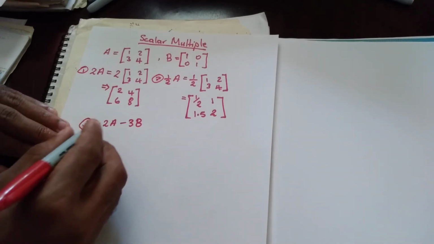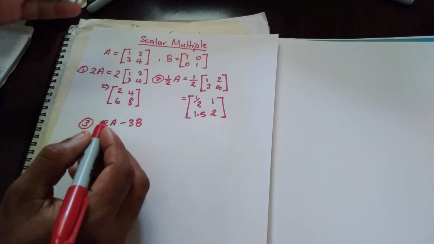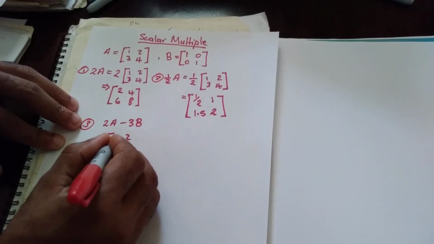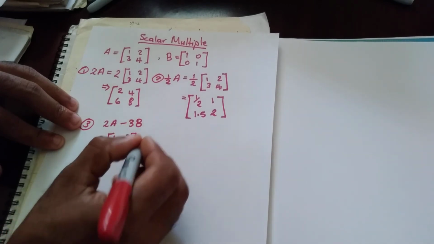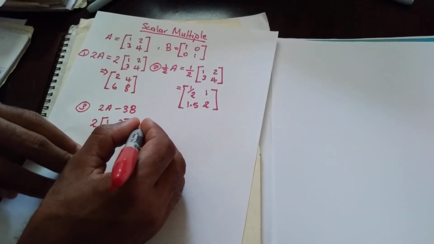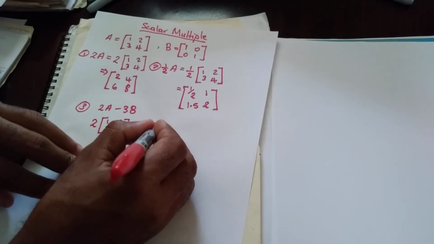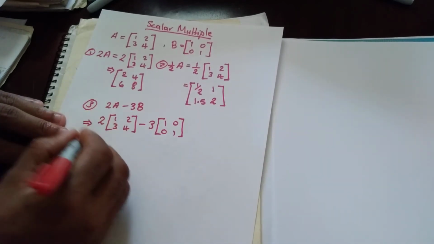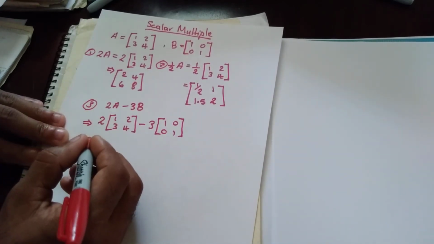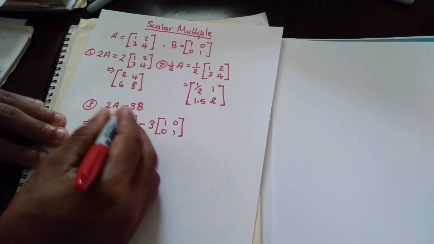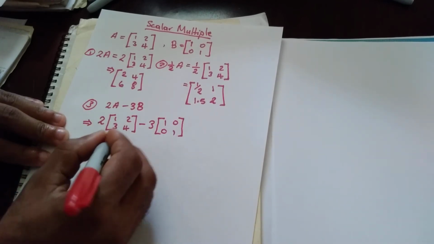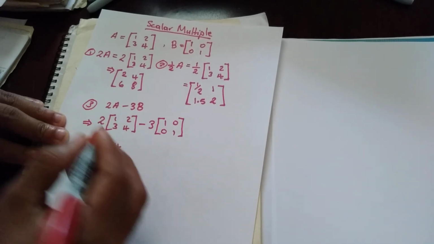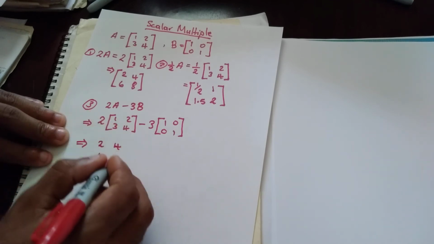So for 2A, we already solved it, but I'm going to redo it. So we have 2 times what A represents, which is 1, 2, 3, 4, minus 3B. So we have 3 times B. B is 1, 0, 0, 1. So what we're going to do is multiply each term in this by 2. So we have 2 ones are 2, 2 twos are 4, 2 threes are 6, and 2 fours are 8.